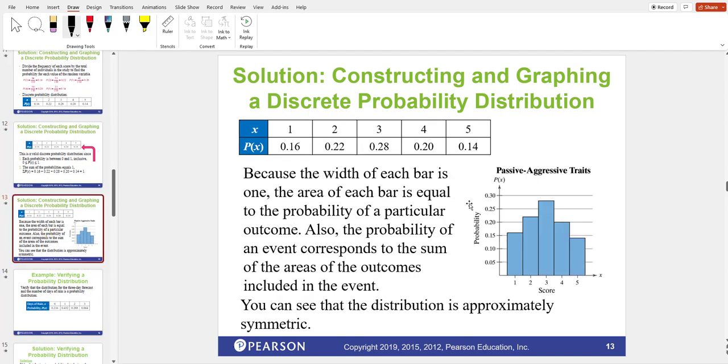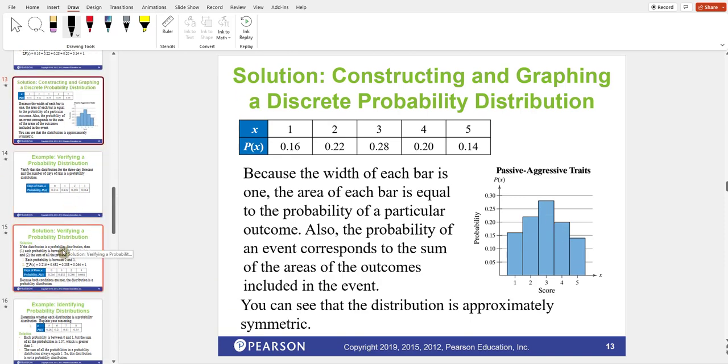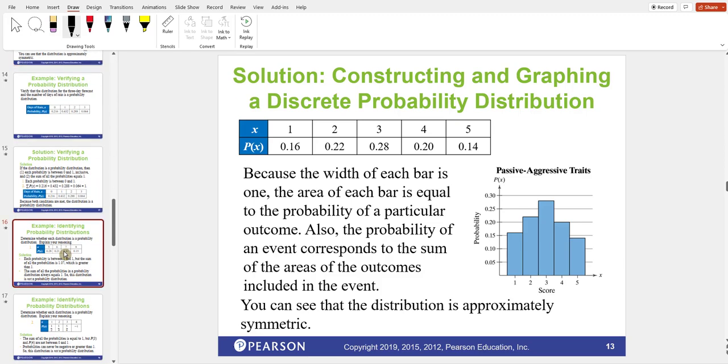Okay, so we can go ahead and draw this in a histogram. This is going to be a probability, a relative frequency histogram. So if you look at the score, we have a score of 1, and we're going to draw the bar up to 0.16. For 2, we draw it up to 0.22, and so on. For 5, we draw it up to 0.14. And as you can see, this histogram looks bell-shaped, so this is symmetric.